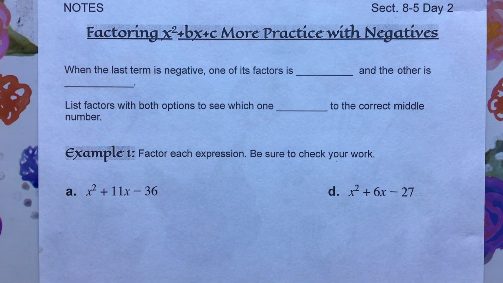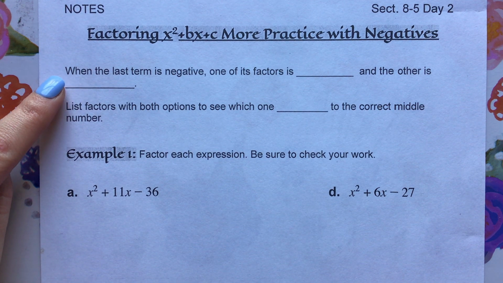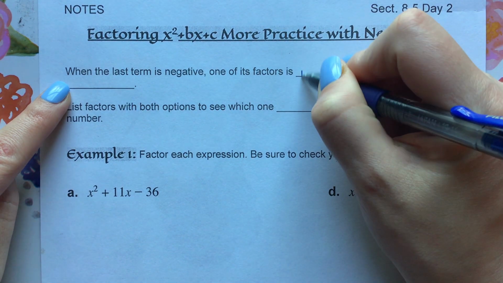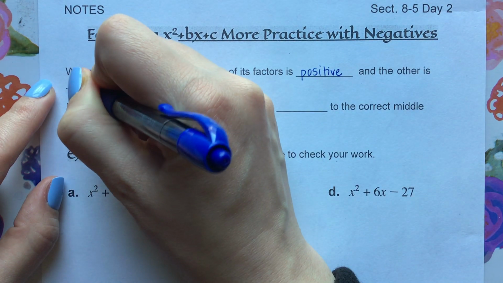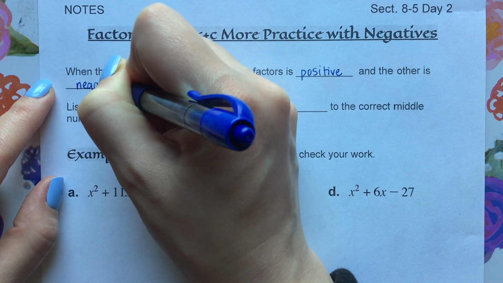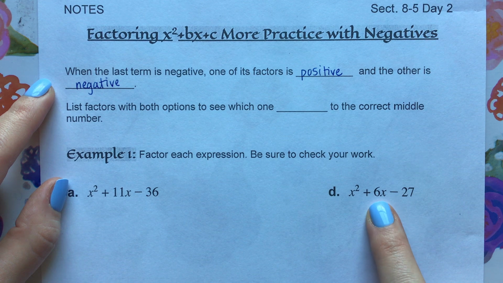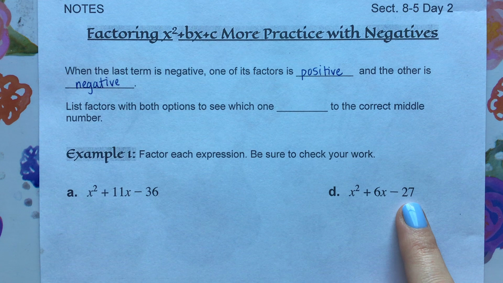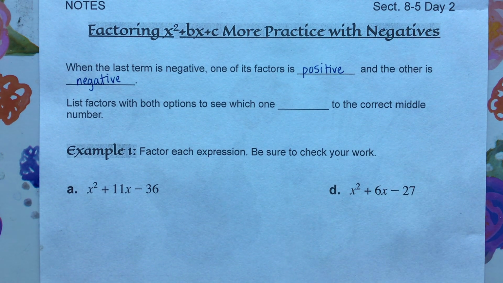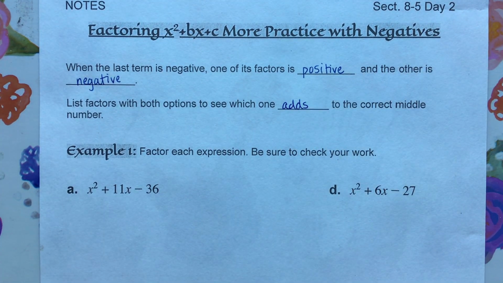So first of all, let's just review some basic concepts. It says when the last term is negative, one of the factors is positive and the other is negative. So remember, we're looking for multiples that multiply to the last term but add to the middle term. If two numbers are going to multiply to a negative number, then we need a positive and a negative. And we're going to list factors with both options to see which one adds to the correct middle number.